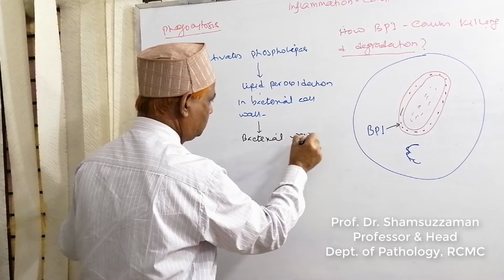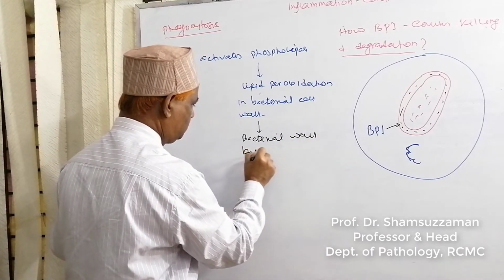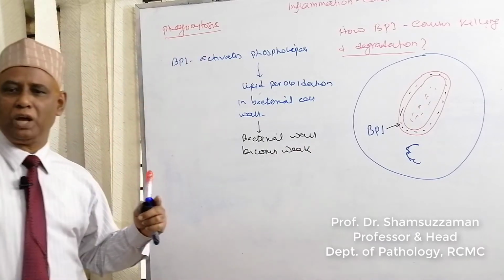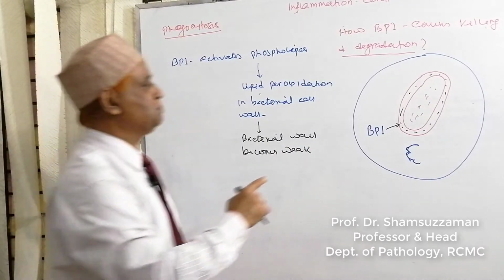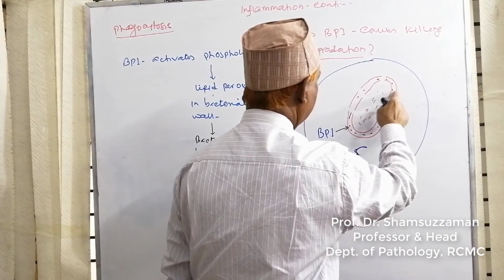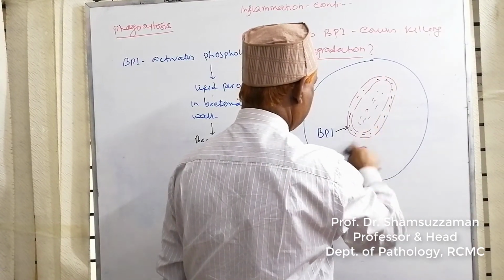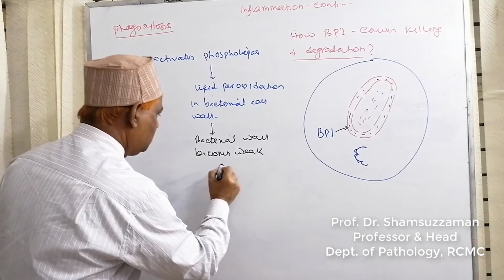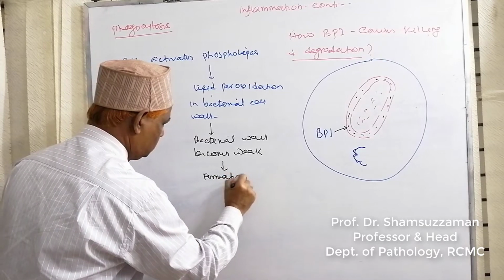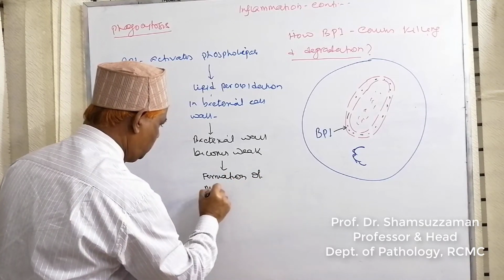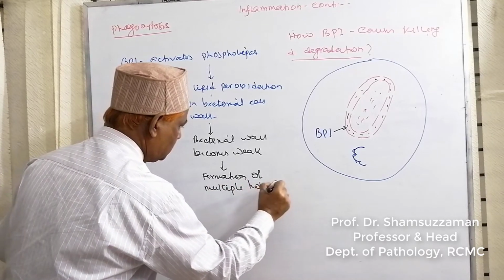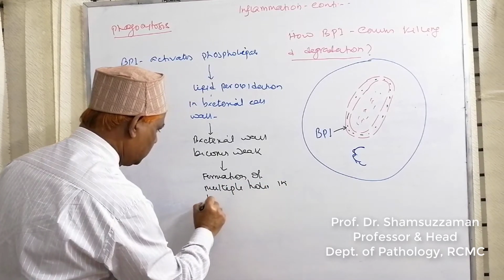The bacterial wall becomes weak. As the bacterial wall becomes weak, there is formation of multiple holes in the bacterial wall.